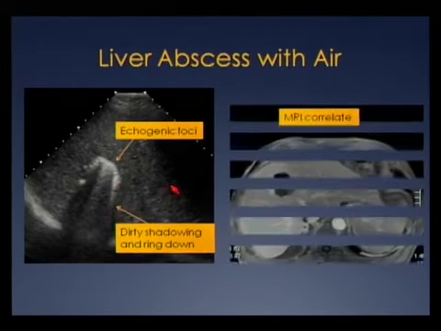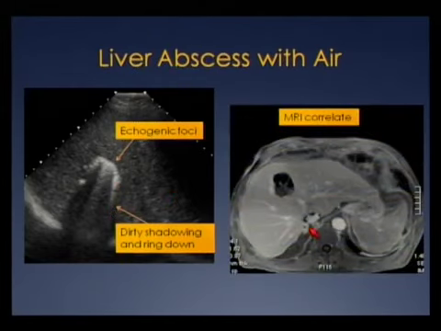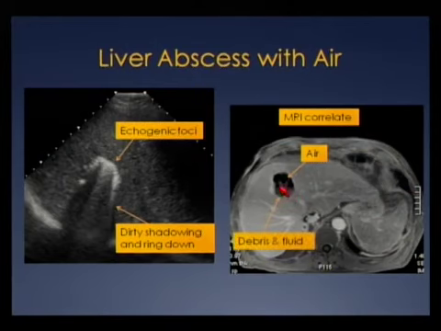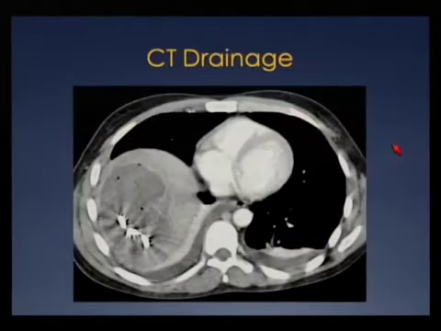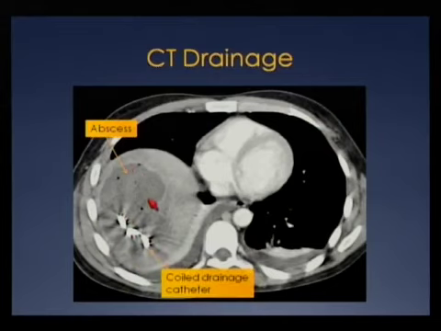When we had MR correlation, this is the T1 post-contrast axial image. We see areas of signal void which correspond to the air, and we see this hypo-intense focus which is consistent with debris and fluid. Confirmation of the abscess. This is just to illustrate the multimodality approach to abscesses. This patient was drained under CT, and here's a large abscess, hypodense collection, foci of air, enhancing capsule, and a coil drainage catheter.